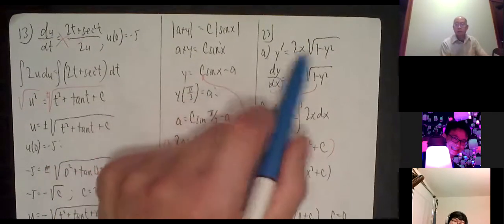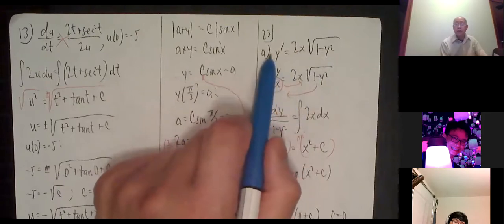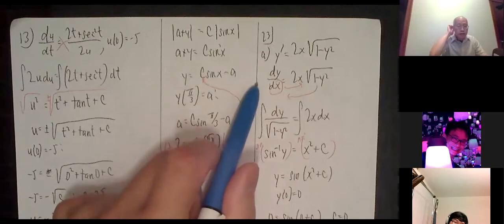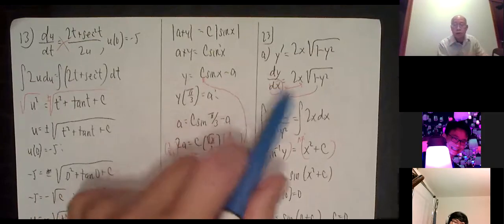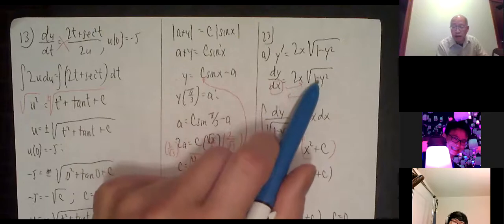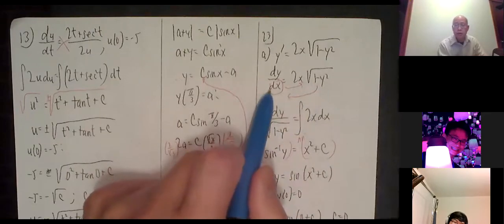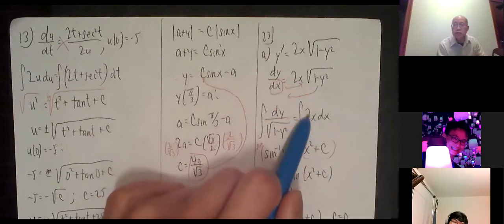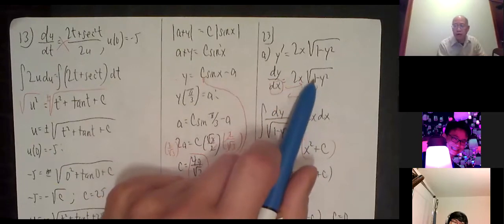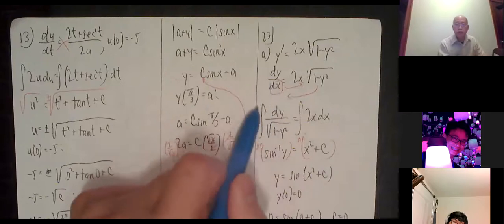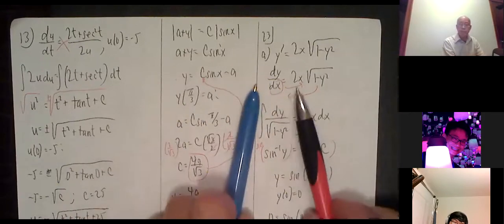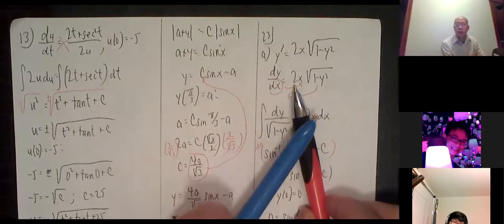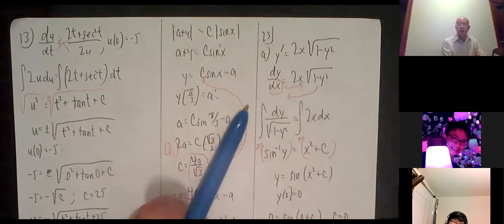Okay, so y prime is equal to this thing. So when it says y prime, call it dy/dx, then we separate. So divide both sides by radical 1 minus y squared, multiplied by dx. If I multiply by dx, I have 2x dx, divide by radical 1 minus y squared, dy over radical 1 minus y squared. Okay, all the y's with dy, all the x's with dx. Then you integrate both sides.